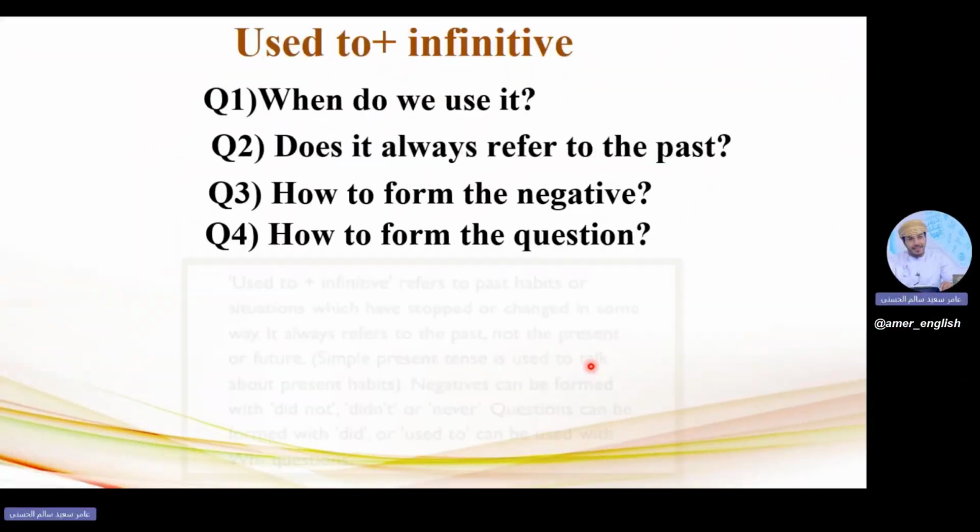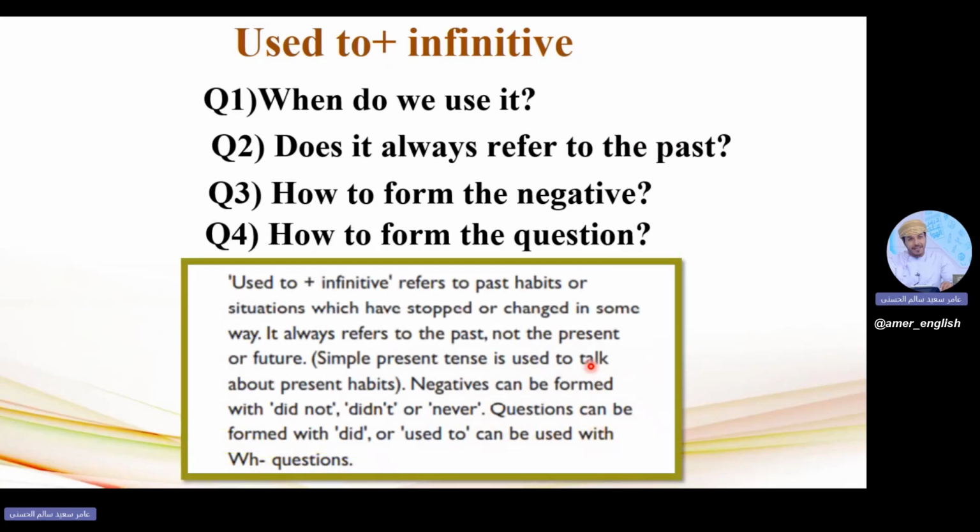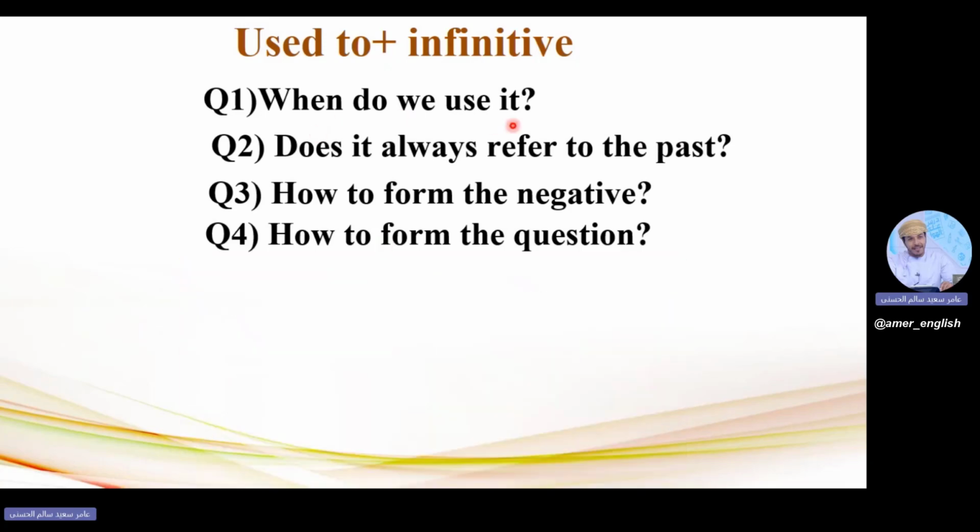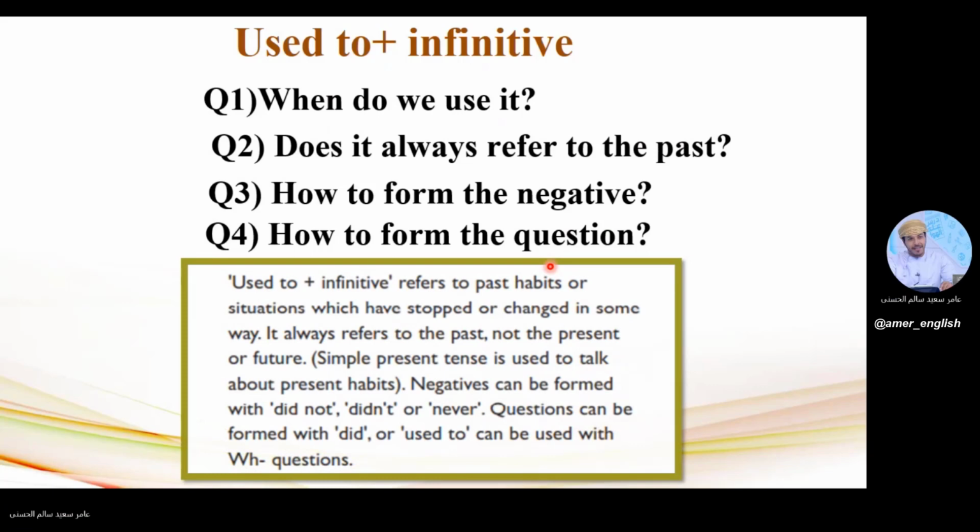Okay, so here we have some questions to review our grammar rule. When do we use it? When can we use this grammar rule? Think about it. And does it always refer to the past? Yes. How to form the negative? We can form it using did not, used to, or never used to, or used not to do something. And how to form questions? Using did plus used to, or WH plus used to.